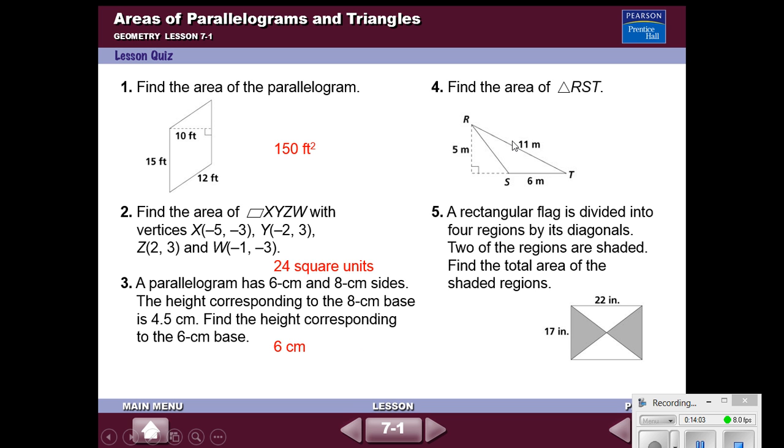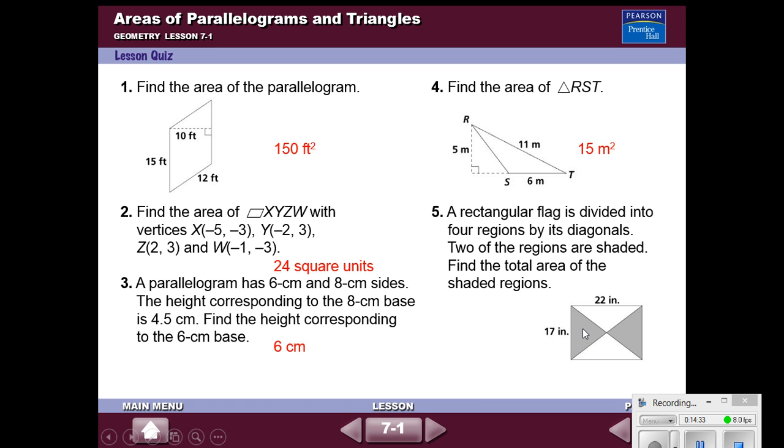Find the area of the triangle here. Of course, it's half the height times the base. The base here is 6 units, not the extension of the base. It's just 6 units, and the height is 5, so it's half of 5 times 6. This is an interesting one here. The rectangular flag is divided into 4 regions by its diagonals. 2 of the regions are shaded. Find the total area of the shaded region.